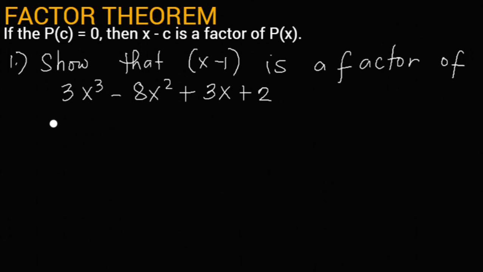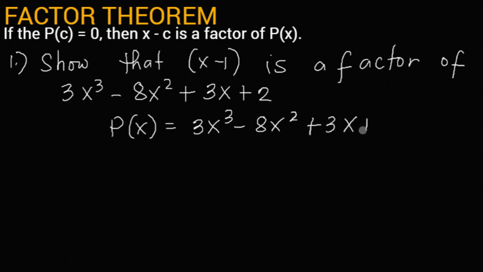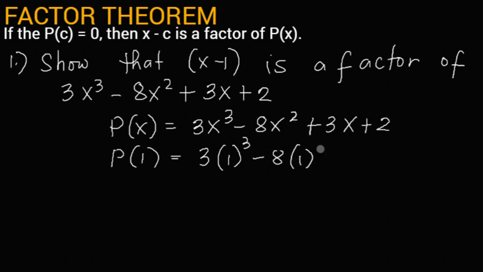Now let us rewrite first the polynomial. So, the polynomial here, p of x is equal to 3x cubed minus 8x squared plus 3x plus 2. So, to prove, we're going to find p of 1. Kasi ang c natin ay 1. So, replace all x's by 1. So, 1 raised to 3 minus 8 times 1 raised to 2 plus 3 times 1 plus 2.